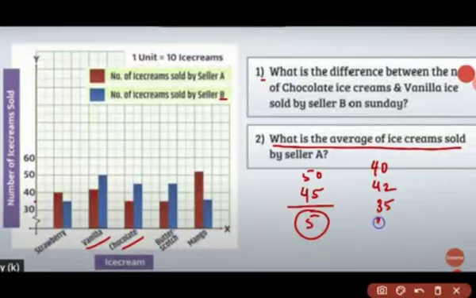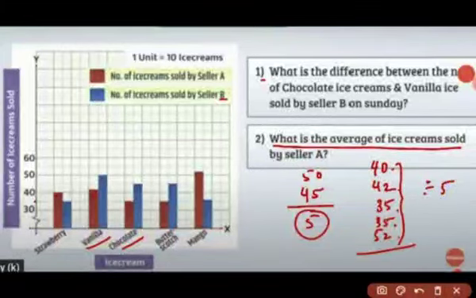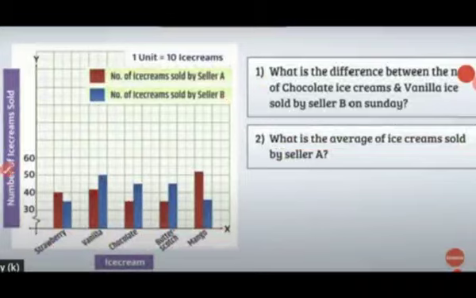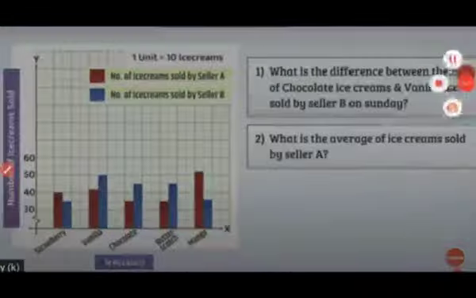And what about butterscotch? It's again 35. And mango, it is 52, right? So all these ice creams you need to add and take the average. 1, 2, 3, 4, 5. So average is what? Adding all these observations divided by 5, isn't it? We have 5 items, that is strawberry, vanilla, chocolate, butterscotch and mango. I hope you will do this and tell me the answer in the Zoom meeting when we meet.